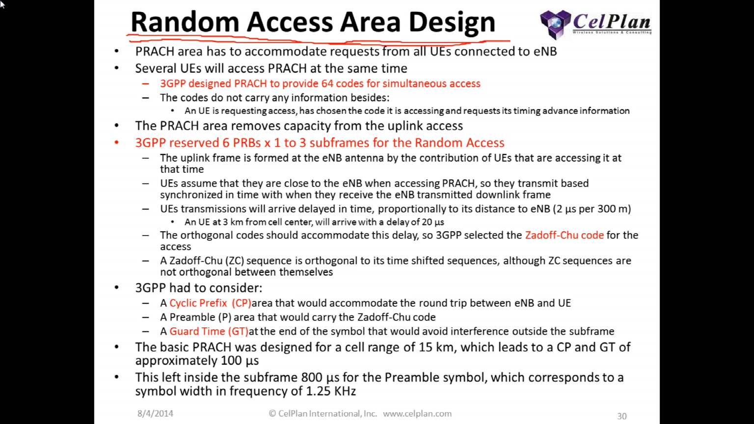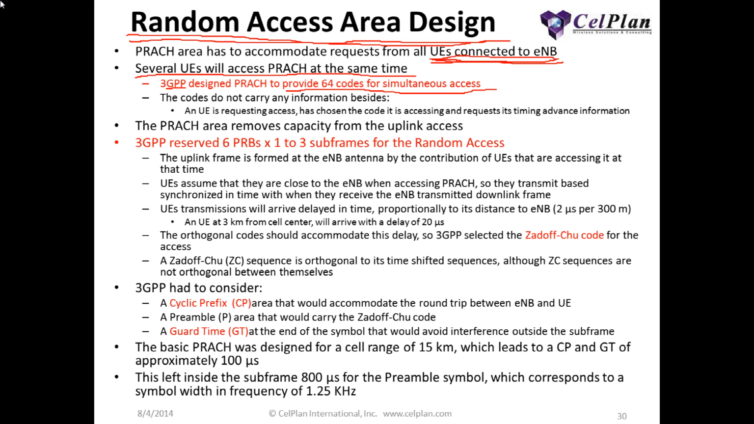This area will be accessed by all the UEs connected to the ENB, so it's a shared area. And of course, one UE is unaware of the other UEs, so there may be conflicts. To minimize the number of conflicts, because several UEs will access PRACH at the same time, the 3GPP designed this area providing 64 orthogonal codes for simultaneous access. So theoretically, up to 64 UEs could access this area at the same time.